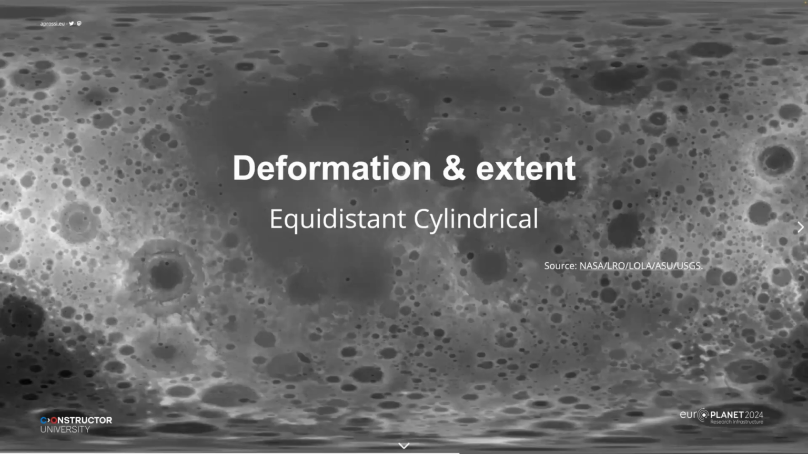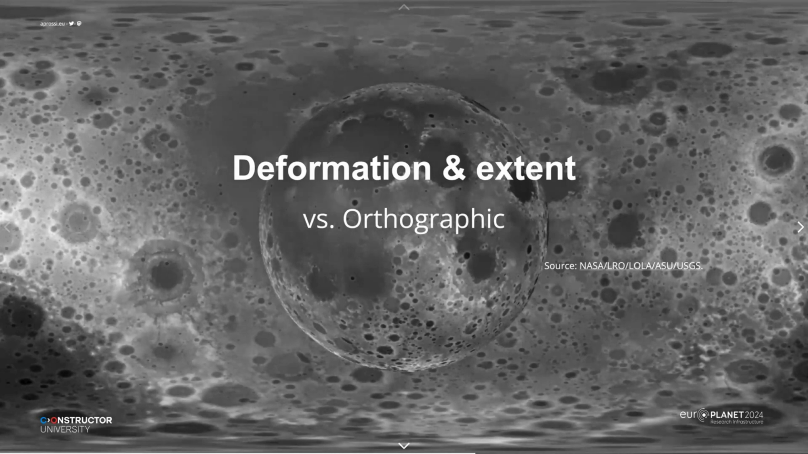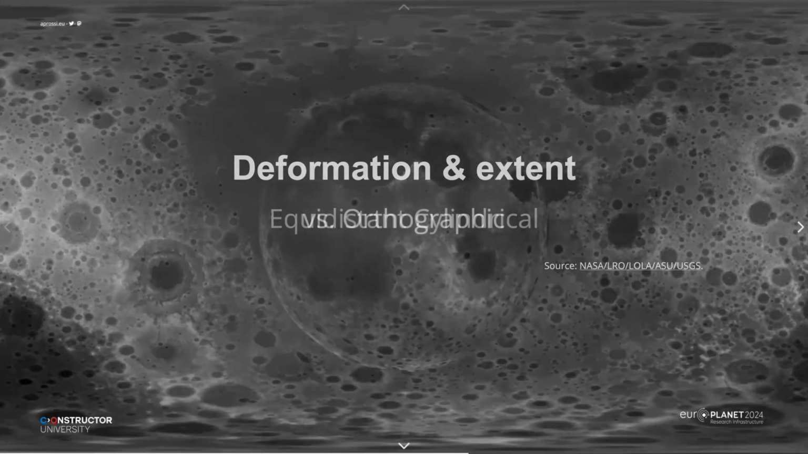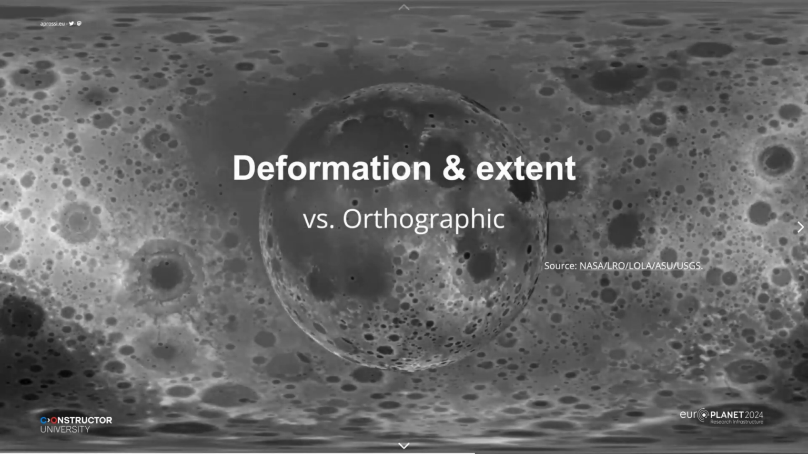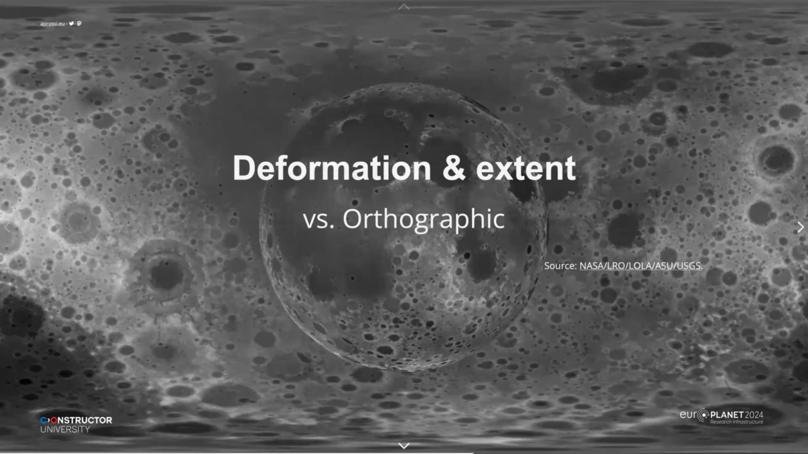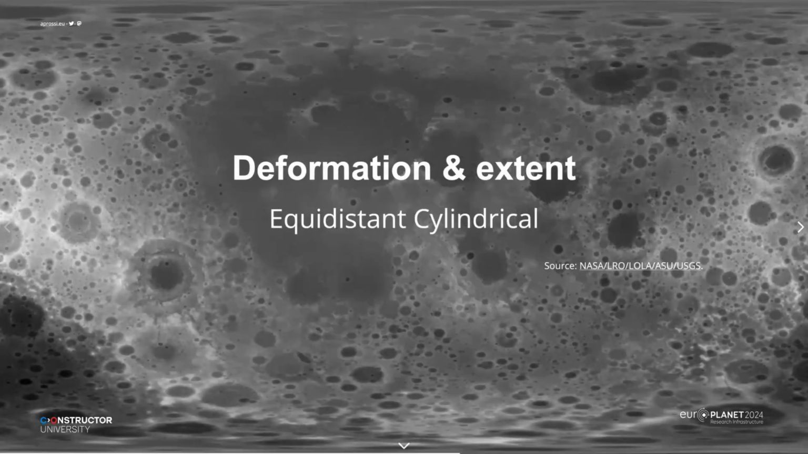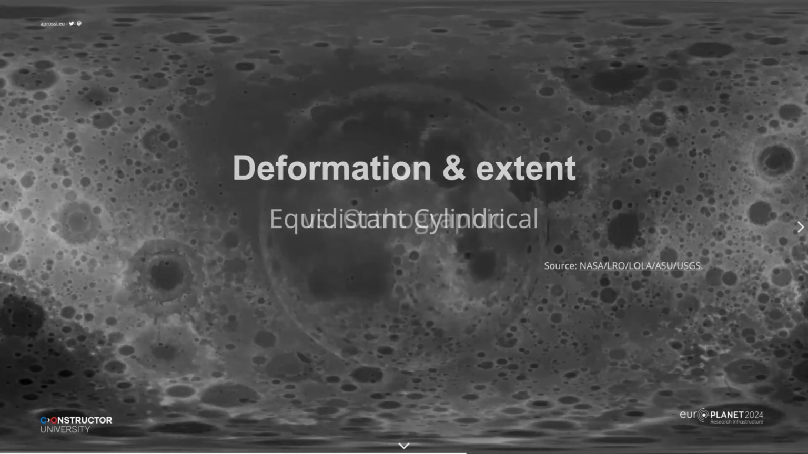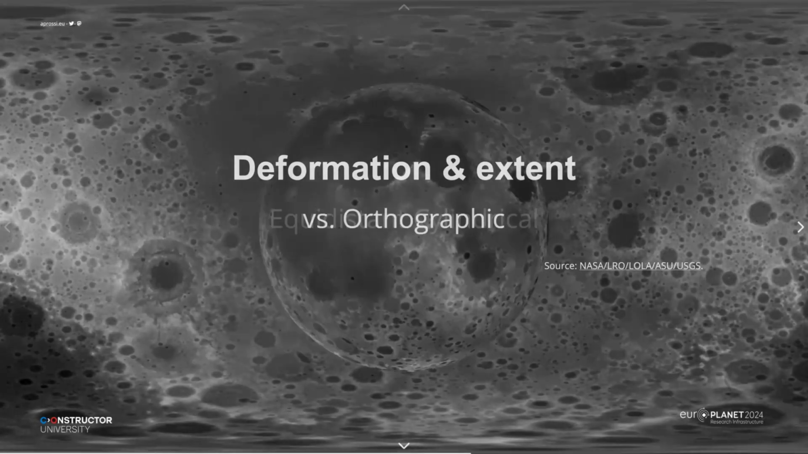Now, this is just a very simple way to show you the deformation that you can have between a view of the Moon from Earth, more or less, like an orthographic, and the cylindrical. You see that at the center it is not so much. You see Imbrium basin, it's a bit smaller, but more or less it's the same. But if you move to the edges, you see that you're compacting half of the Moon into just a small bit.